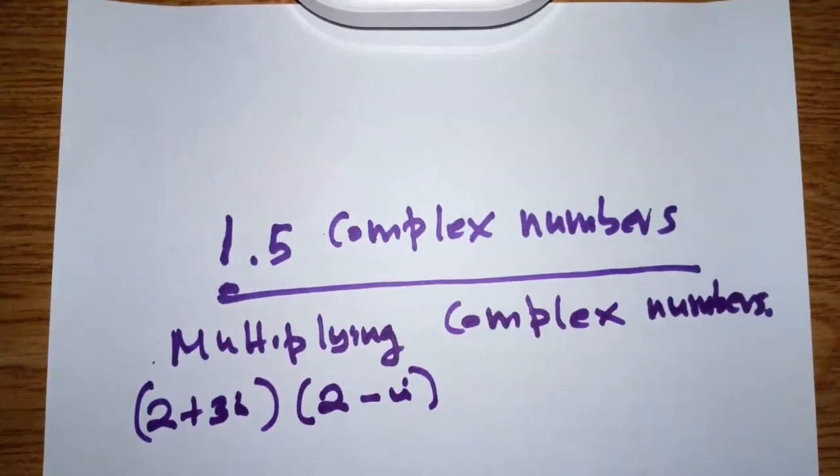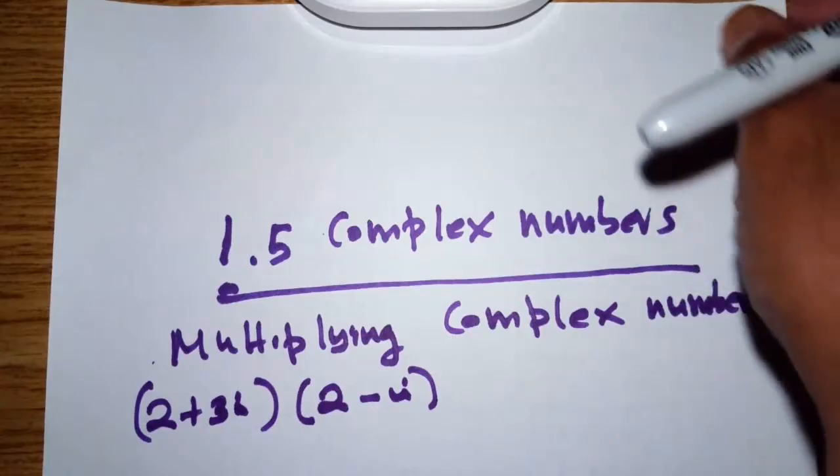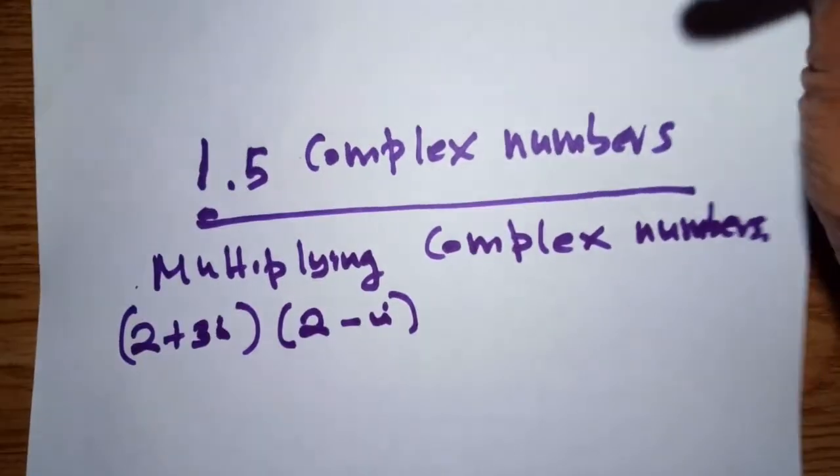So in this video, I will talk about adding, subtracting and multiplying complex numbers. Adding and subtracting is pretty easy. You just add the real parts together and add the imaginary parts together. And it's the same deal for subtraction. So I thought I will spend a little bit of time on multiplying.